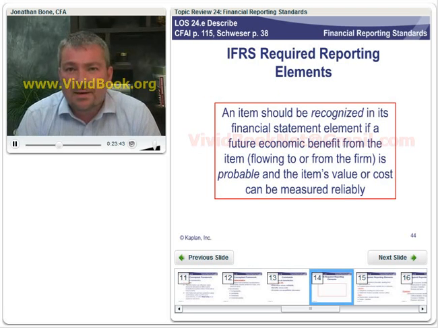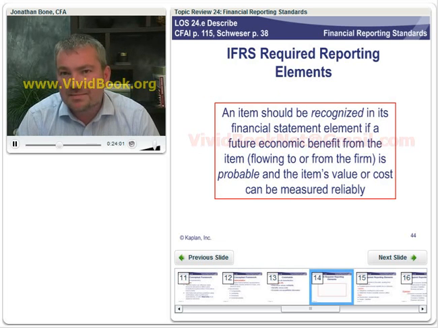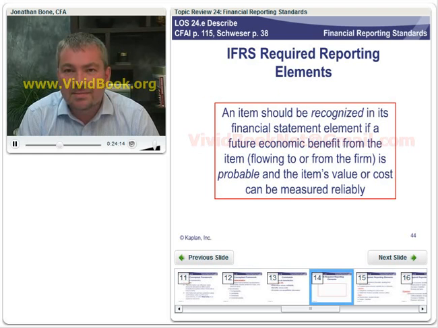Right, our next LOS. Describe, it says, IFRS required reporting elements. An item should be recognized in the financial statements, in its financial statement element, if a future economic benefit from the item flowing to or from the firm is probable and the item's value or cost can be measured reliably. Okay, let's just break that down step by step. Recognized means, of course, included in the financial statements. So we should include an item in our financial statements, i.e. our income statement or a balance sheet, if future economic benefit will flow to or from the firm.